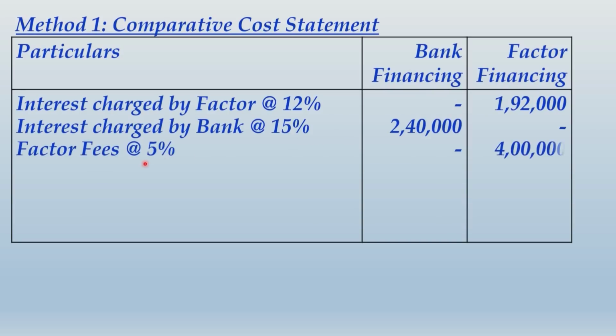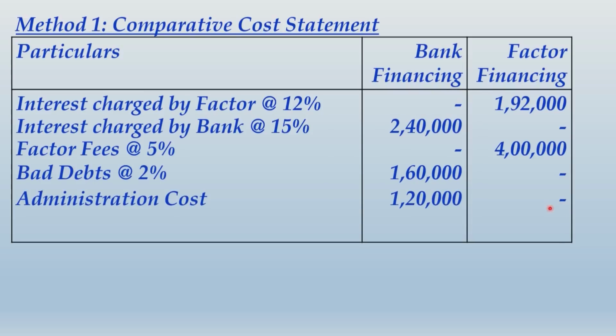Now the factor fees is at 5% of total annual credit sales, so it is 5% of 80 lakhs, that will be 4 lakhs. Bad debts will not arise when it is factor financing. Bad debt will arise only when it is bank financing. In simple words, if you are seeking finance from the bank, your bad debt losses at 2% of annual credit sales, that is 2% of 80 lakhs, which works out to 1,60,000, will arise only and only when you are arranging the finance from the bank. In factor financing, it does not come for one big reason, because the factoring is on a non-recourse basis.